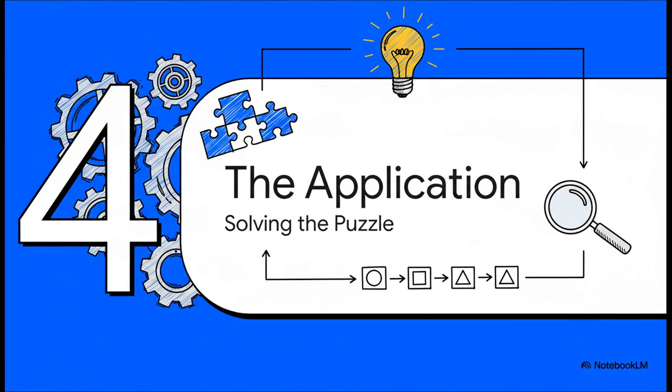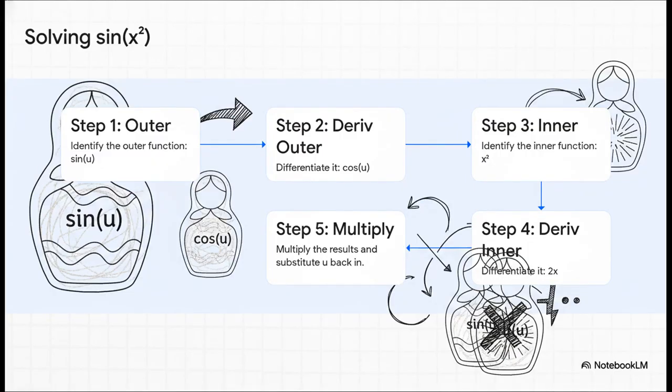We've got the concept, we've got the analogy, we've got the rule. It is time to go back to that very first question and just solve it, step by step. Let's just walk through the process. Okay, step 1, what's our outer doll? It's sin something, or sin u. Step 2. What's the derivative of sin u? Well, that's just cos u.